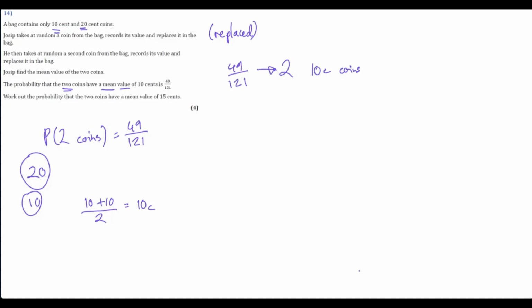That means that if you were to do a probability tree diagram, we would need one event, which is 10 cents, times the other 10 cents to get 49 over 121. So probability of 10 cents times probability of 10 cents equals 49 over 121. In other words, we could square root this because these are the same. So if I square root 49 over 121, I get 7 over 11. Okay. So probability of a 10-cent coin is 7 over 11.